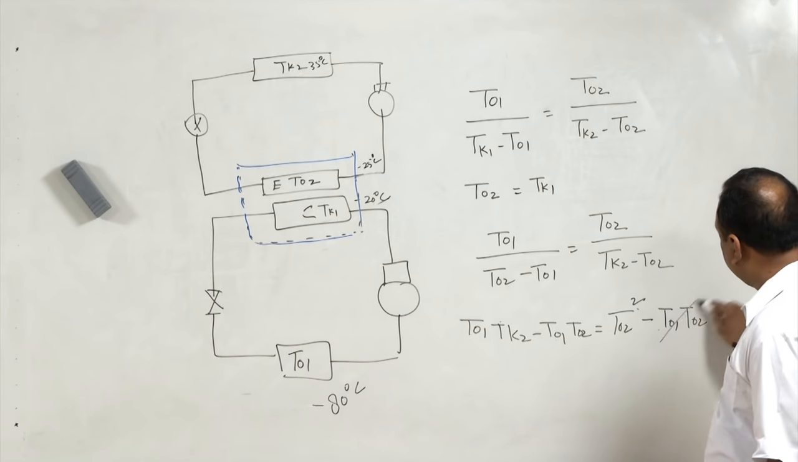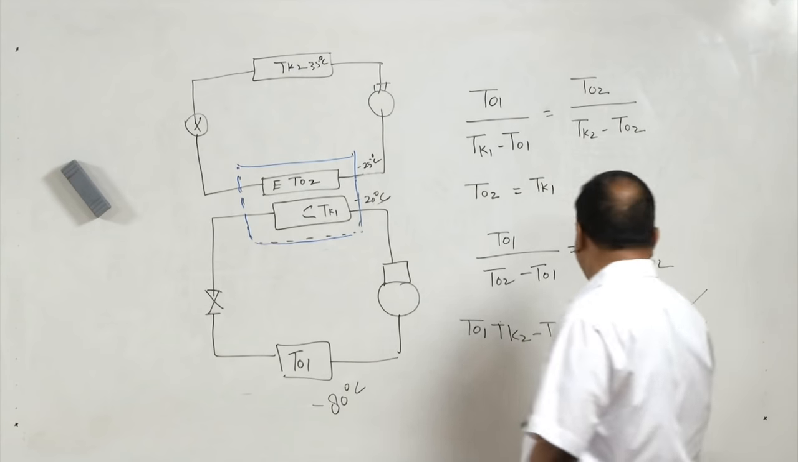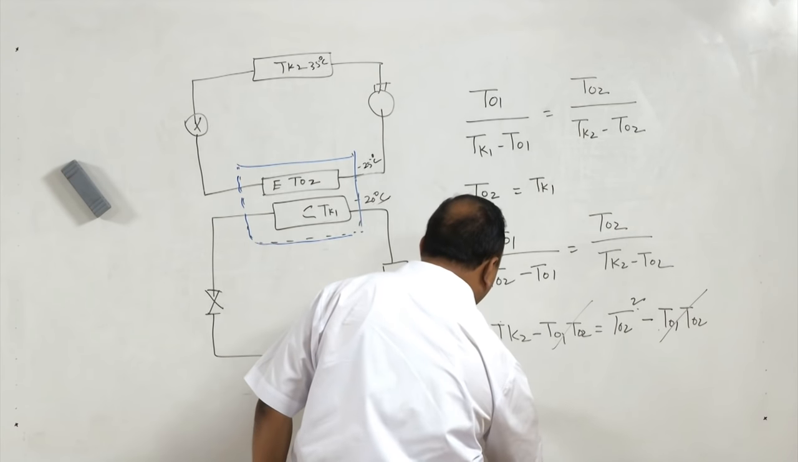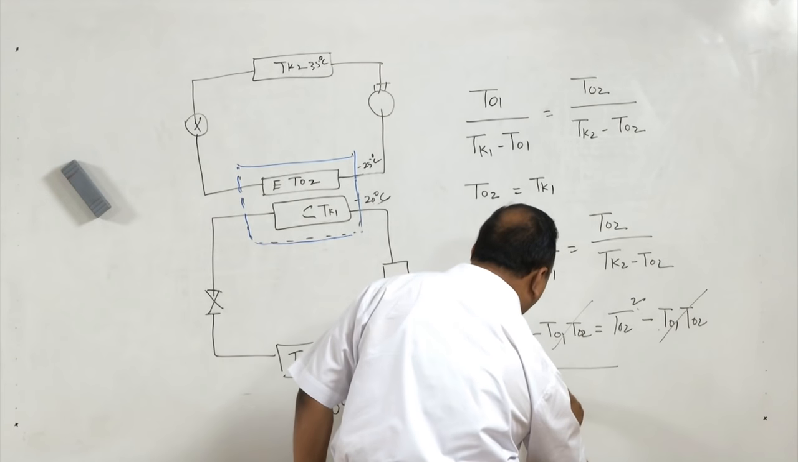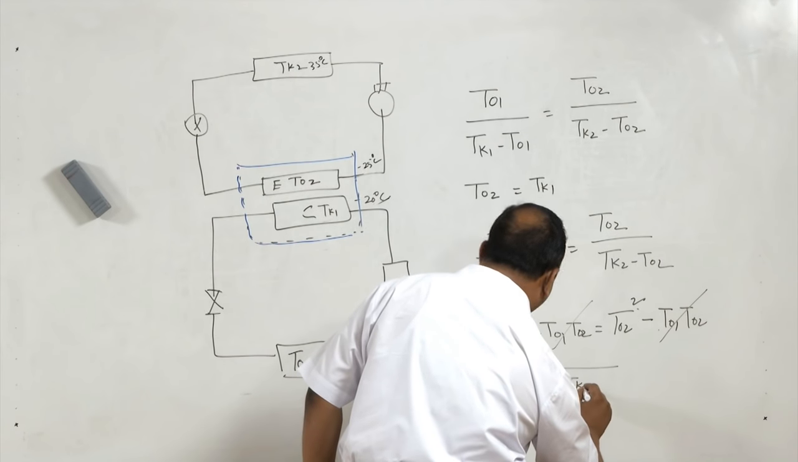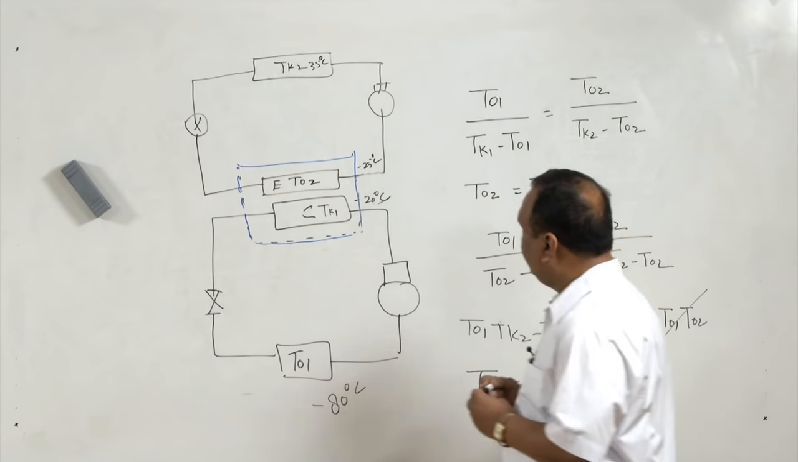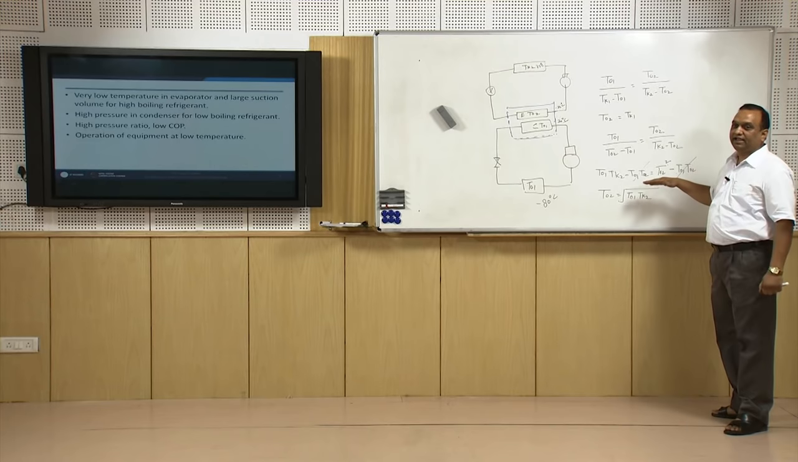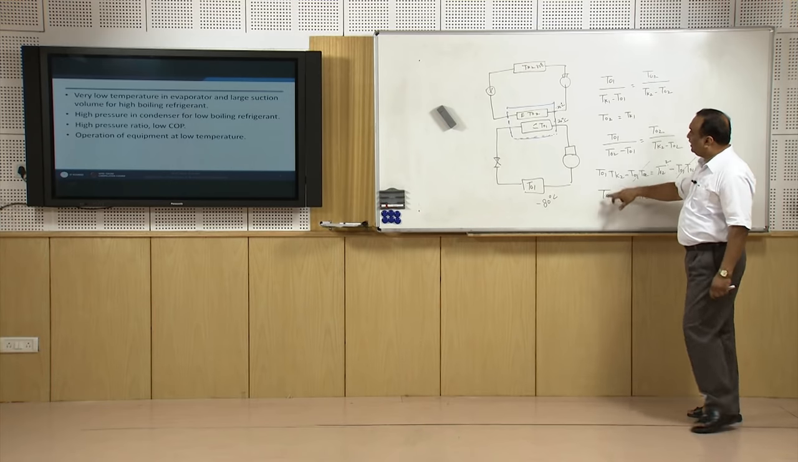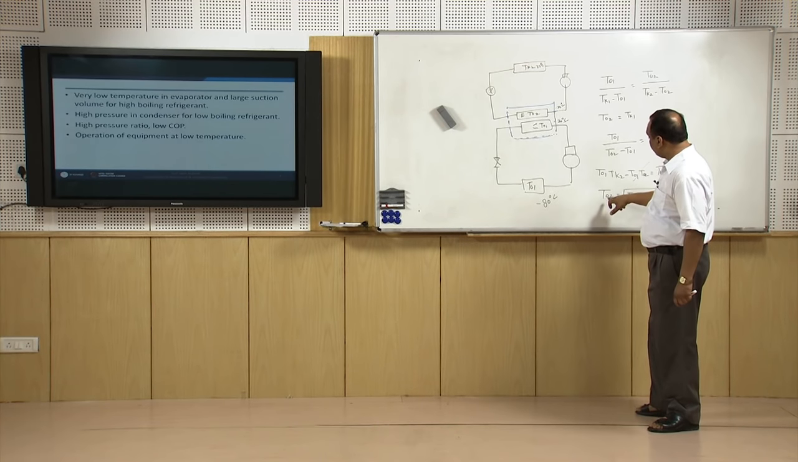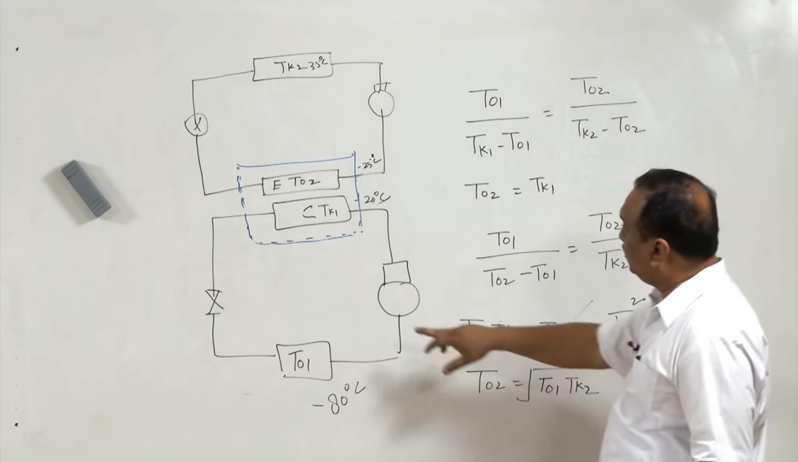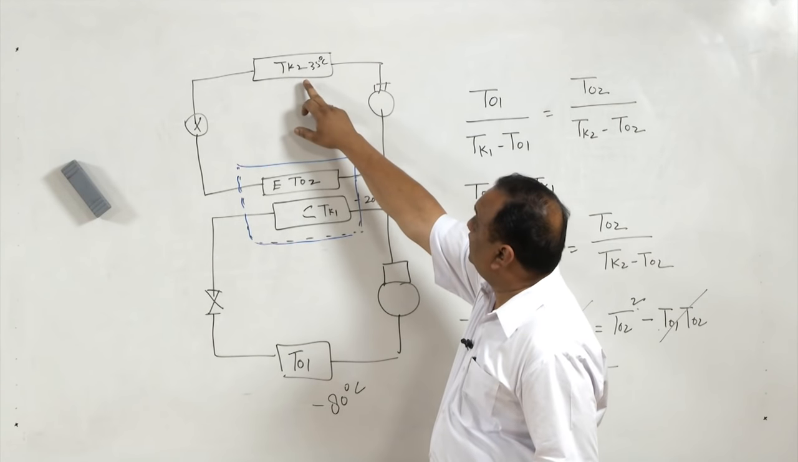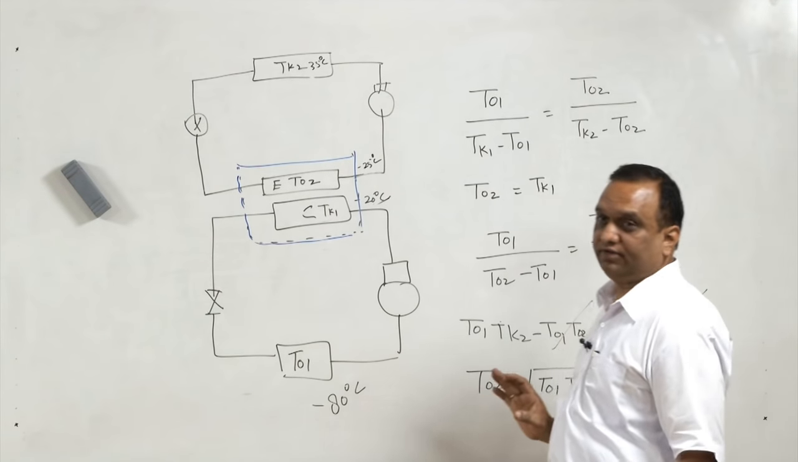You can see on the left hand side, TO1 TO2 will be cancelled out, and we will be getting TO2 is equal to the square root of TO1 TK2. It means, approximately, this is not the exact value but an approximate value, with absolute temperatures, TO2 is equal to the square root of the multiplication of maximum temperature and minimum temperature.